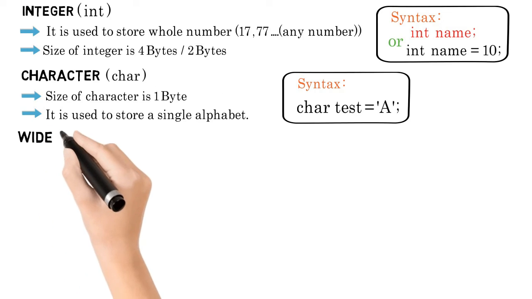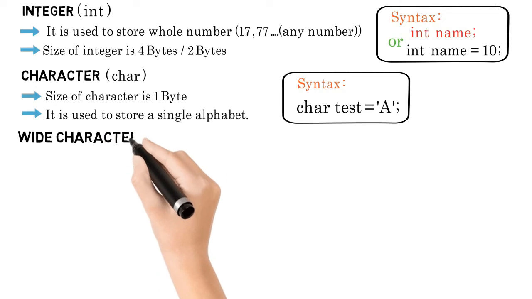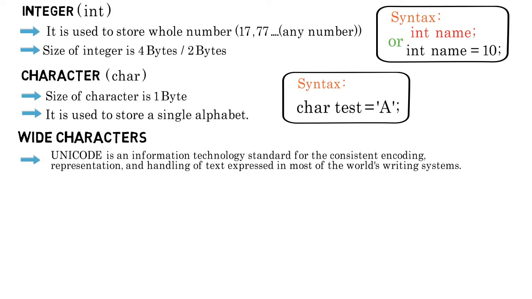Wide character is similar to character data type, but the main difference is that character takes 1 byte, but the wide character takes 2 byte or 4 byte depending on the compiler. Wide characters can hold Unicode characters. The Unicode values are the international standard which allows for encoding of characters.